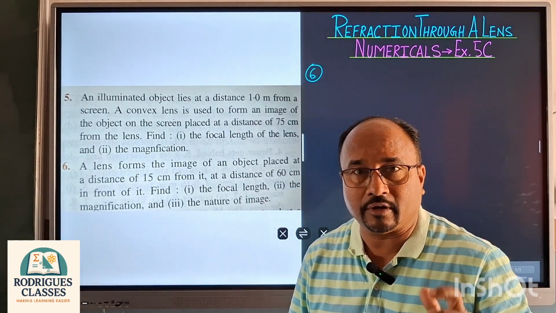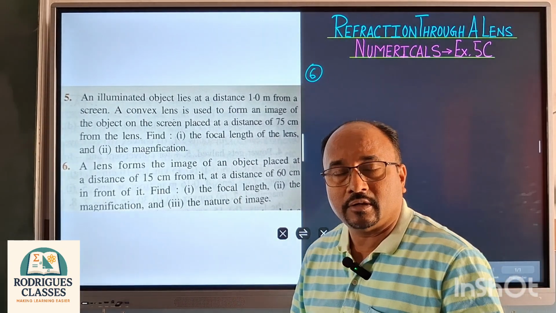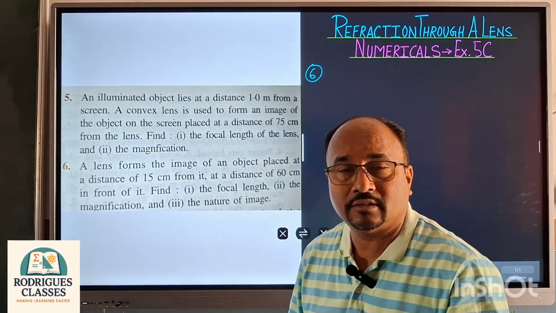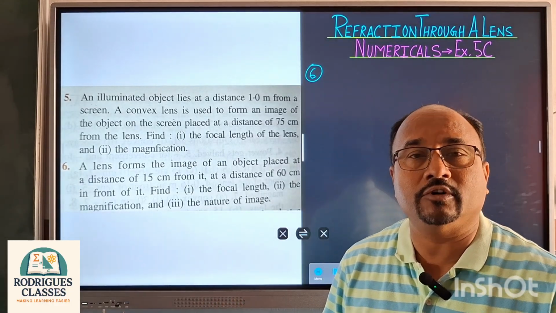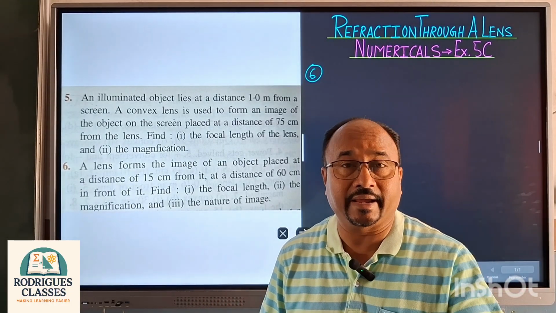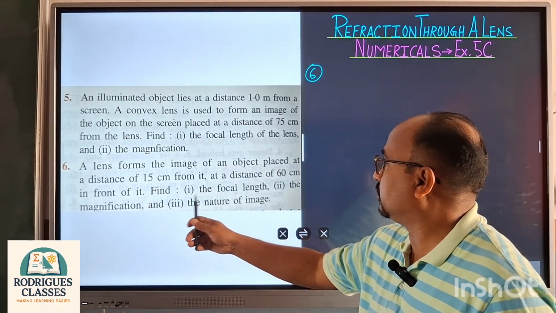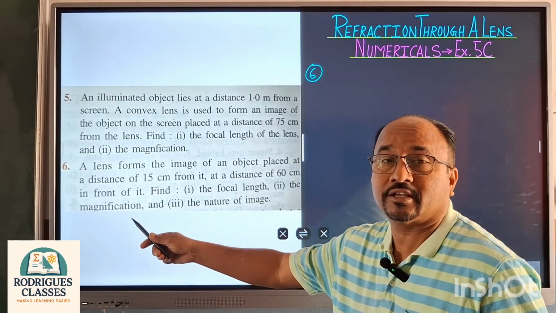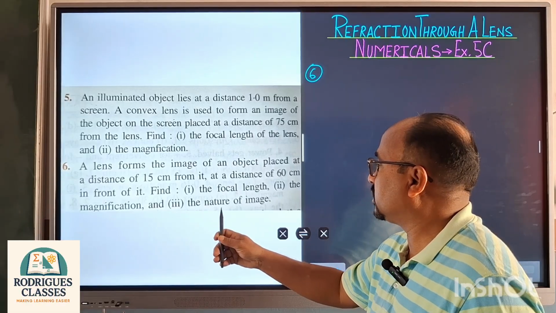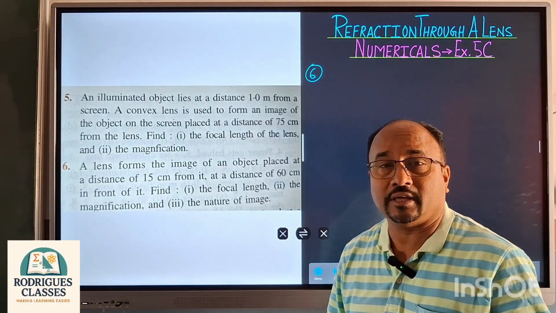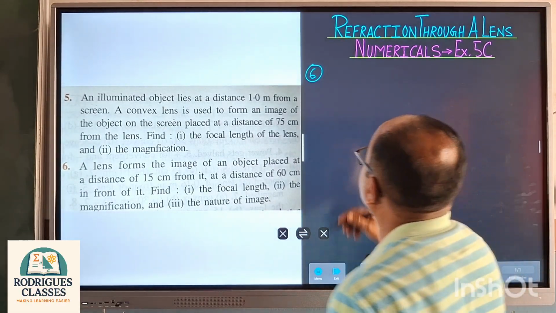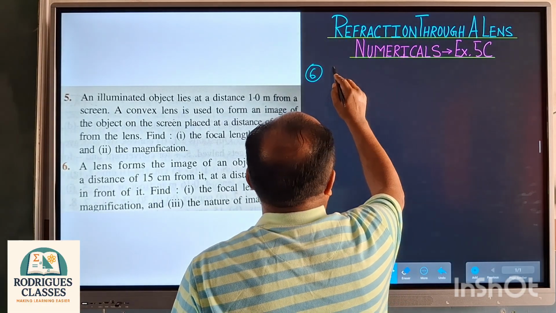Sign is negative. Did you get it correct? Why negative now? Image is formed in front of the lens. It is a virtual image, and for a virtual image, the v sign is negative. So if you take the sign properly, you can get the focal length easily, the magnification, and based on the magnification, we can tell about the nature of the image. So let us start working it out. So we come to the first part.